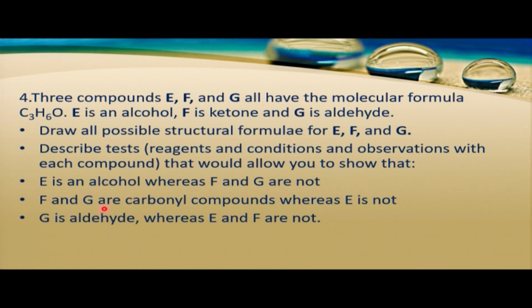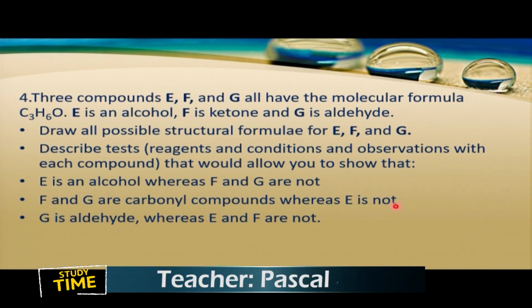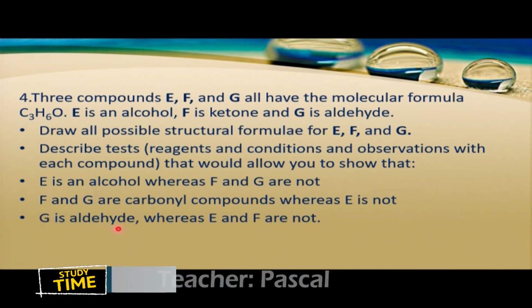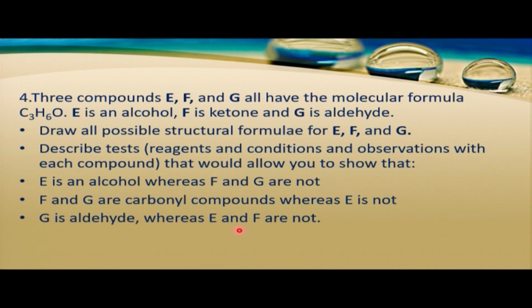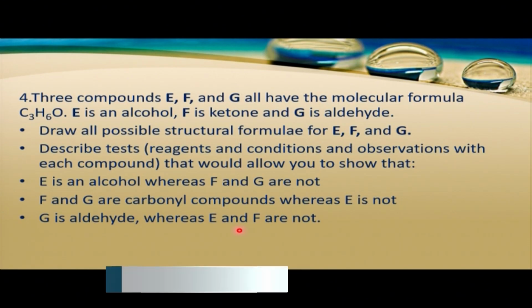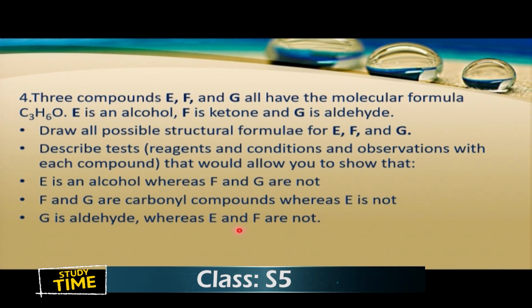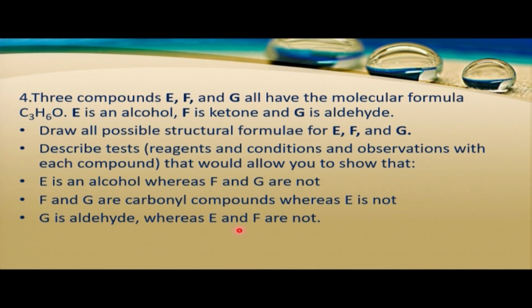F and G are carbonyl compounds, whereas E is not. We know the substance we use to show that compounds are carbonyl compounds, while others are not. That is Brady's reagent. So we can use Brady's reagent, and we get a yellow-orange precipitate, while for the alcohol there will be no observation. To show if a substance is an aldehyde while others are not, we use Tollens' reagent to get a silver deposit. You can use Fehling's solution to get a brick red precipitate. Those are possible chemical tests you can use.